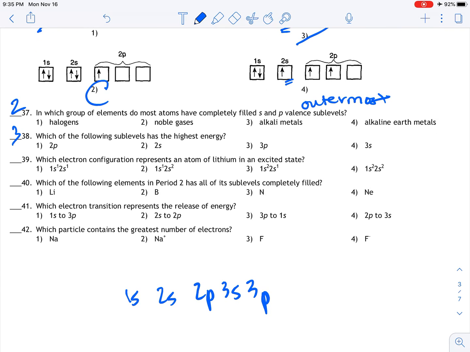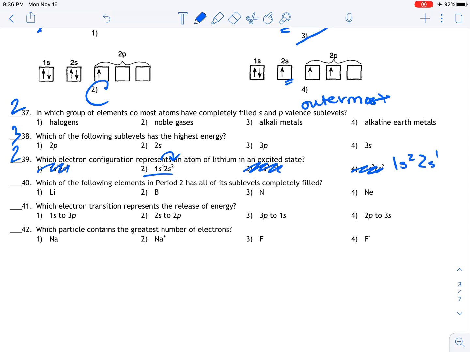Which electron configuration represents an atom of lithium in the excited state? So remember, we should first figure out what lithium is normally, which is 3 electrons, 1s2, 2s1. Choice 3 can't be that because that's the ground state. So we need to have a total of 3 electrons just shifted. Can't be choice 4 because there's 4 electrons. And it can't be choice 1 because it's only 2 electrons. So the reason why it's choice 2 is because we've shifted 1 from the first S over to the second. So that's not filling in the traditional way.